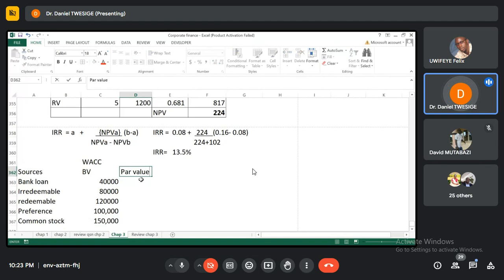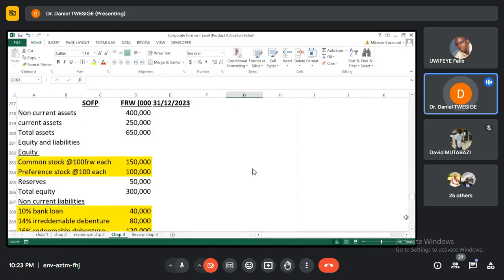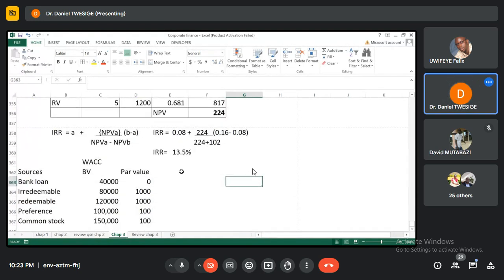What is the par value? This one does not have any par value because it's not floated. The par value is the same as the market value. Irredeemable, the par value is 100, I think. It's 1,000, sorry. This one is also 1,000. This is 100. Yes, 100.